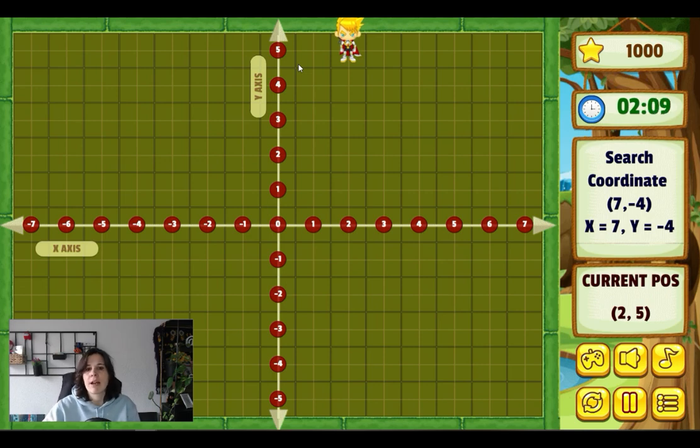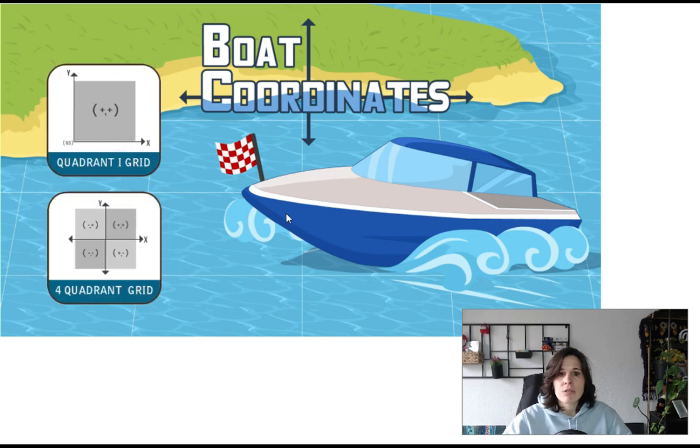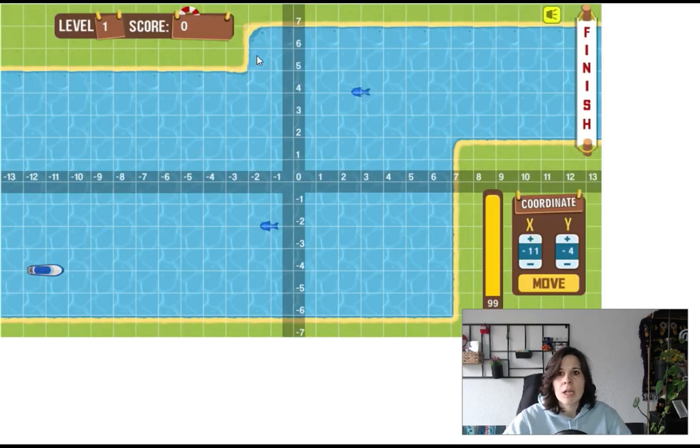And the third game we want to review or analyze is this one of coordinates on the boat. It is also in English to also review the English for children, and we can play. This time it is a little more complex. We can play in the first quadrant with the positive x's and y's, the values, but we can also play with the 4 quadrants. Let's click on this option.